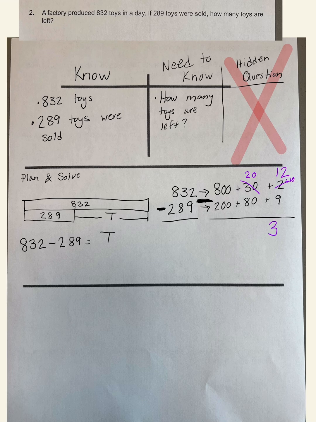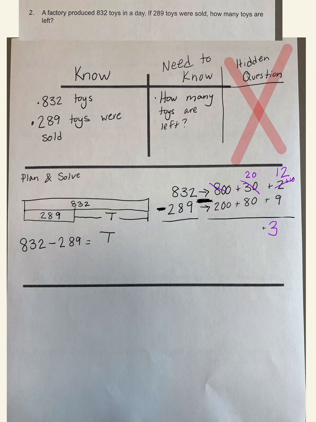All right, now I move over to my tens place. Now my new top number is no longer 30, but it's now 20. So I'm doing 20 minus 80. Well, I can't do that either. So I have to go back and regroup again. However, this time I'm taking from my 100 space and bringing it to my 10 space.